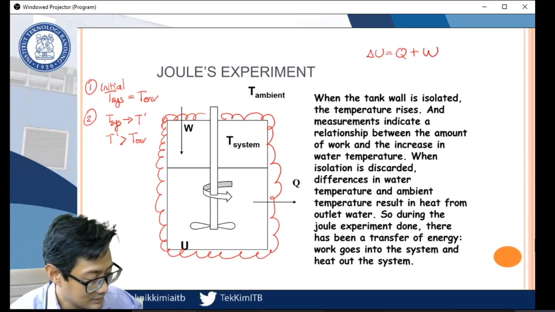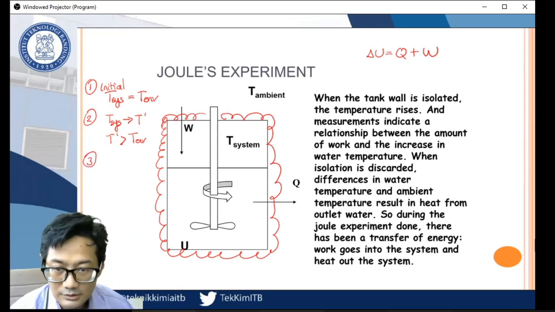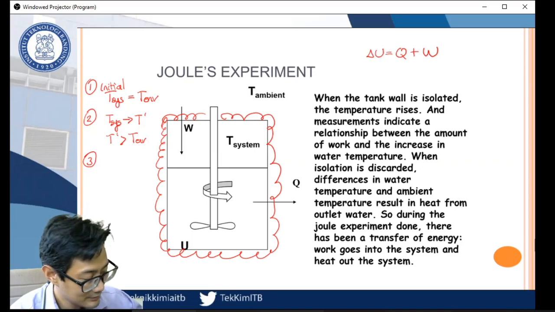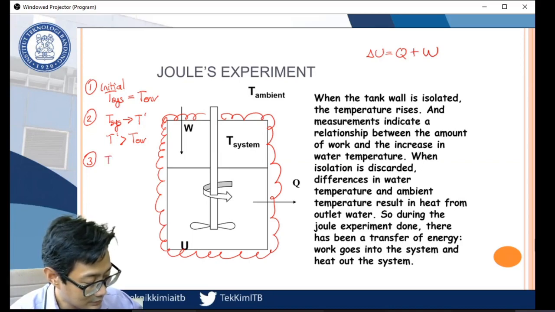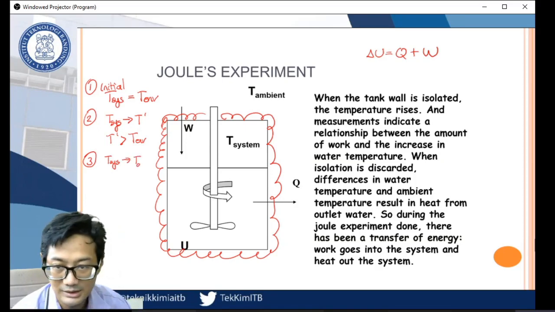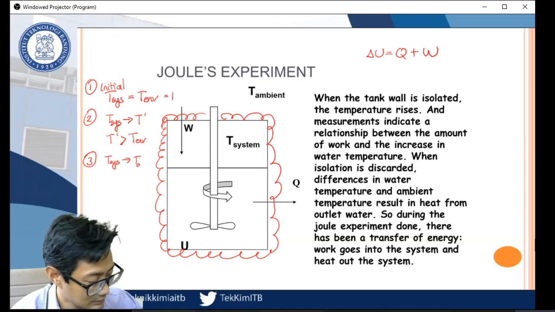Okay. The third step. What he did is he opened the thermal insulation and again checked the temperature. And this temperature started to decrease until it reached the initial condition, where the temperature of the system is equal to ambient temperature. So in this third condition, the temperature of the system went down and reached the initial temperature. I will put it here as T0. Okay, this is T0.